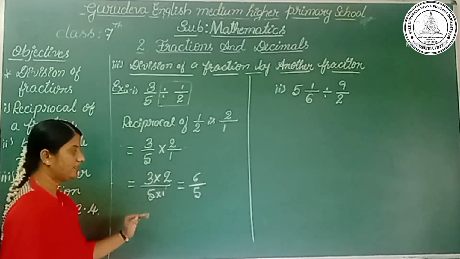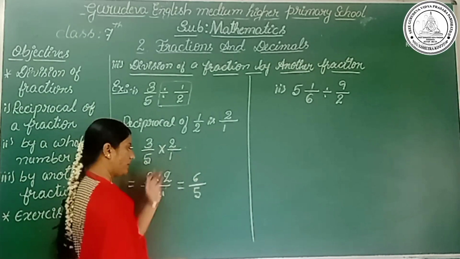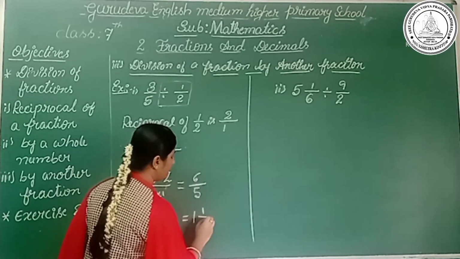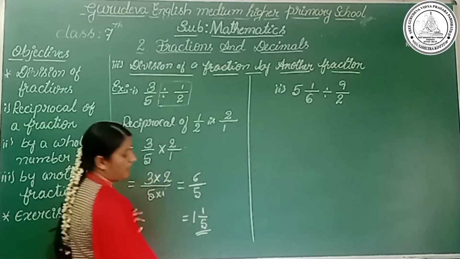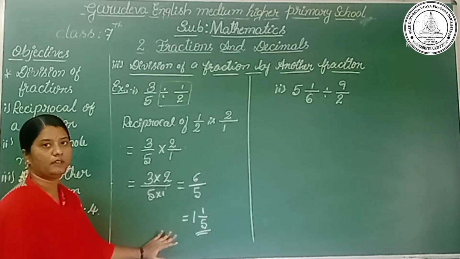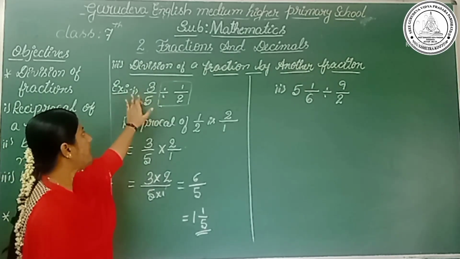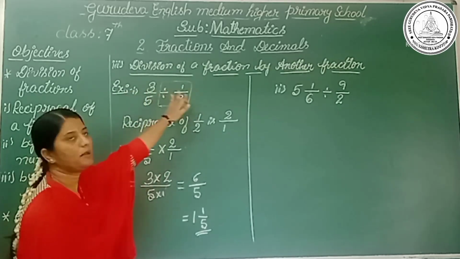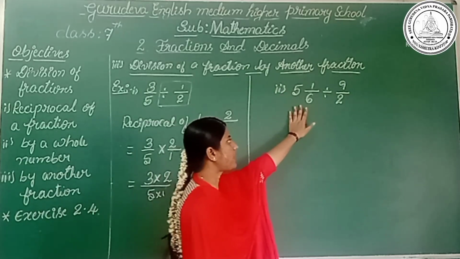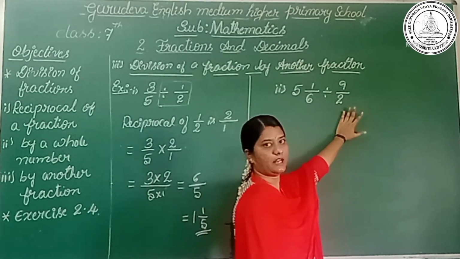So 6 by 5 is in the form of an improper fraction. So convert this into a mixed fraction as 1 whole 1 by 5. Is it clear? Yes, it is a division of a proper fraction by a proper fraction. Then the next example is division of a mixed fraction by an improper fraction.